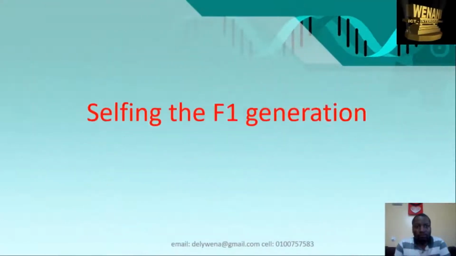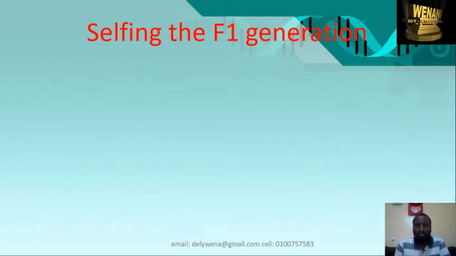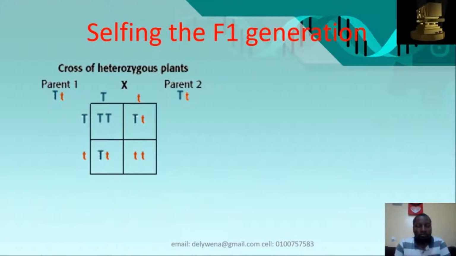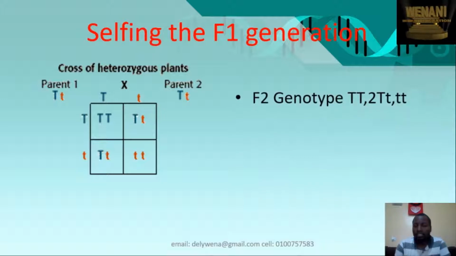Next we do selfing. You self the F1 generation, that is the heterozygous tall. If you self them, the cross of heterozygous plants from the F1 generation, we have capital T small t crossed against capital T small t, two parents. The result is as shown, where we have one homozygous tall, and then we have two, that is capital T small t, heterozygous tall. Then we have one which is homozygous short.